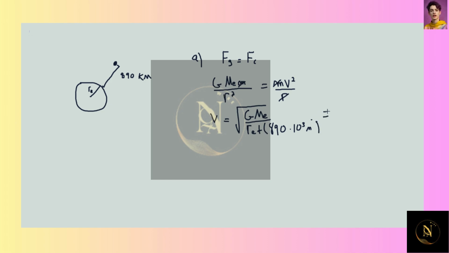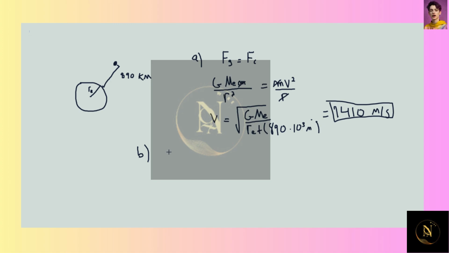And we can evaluate that, and we should get that it is 7,410 meters per second. So that's the speed of the satellite. And then in part B, we're asked what the period will be in hours for the satellite.